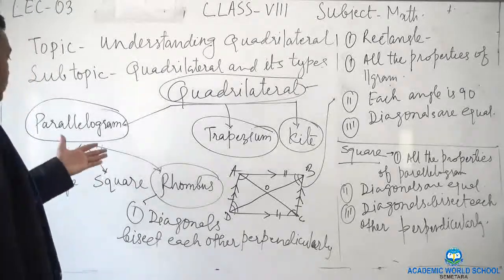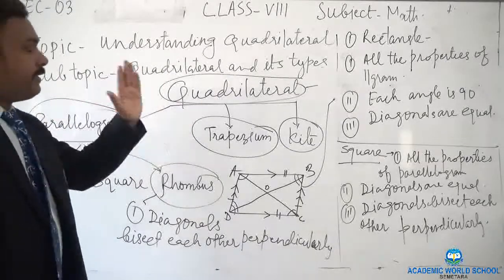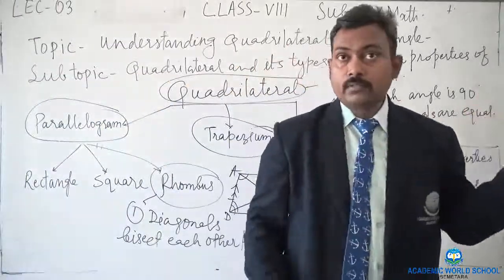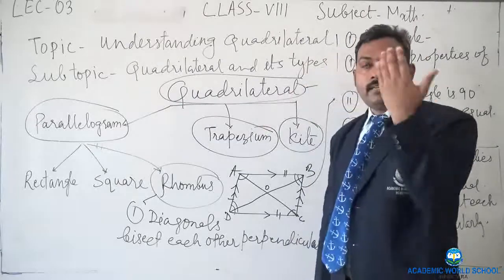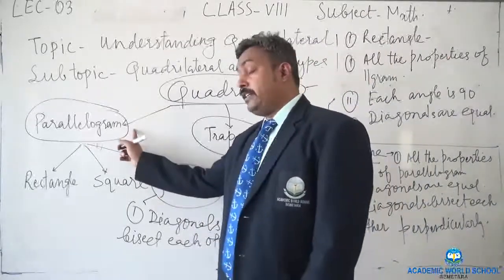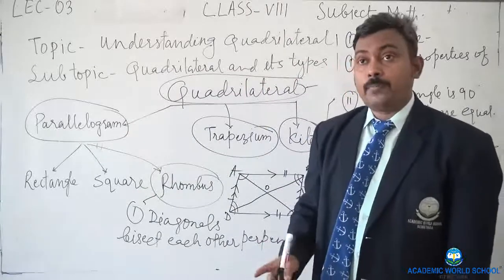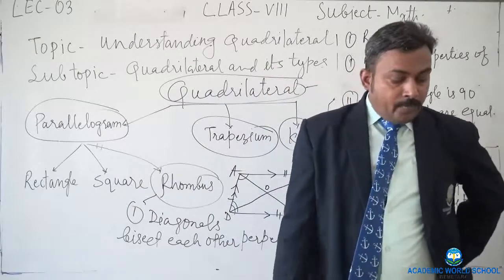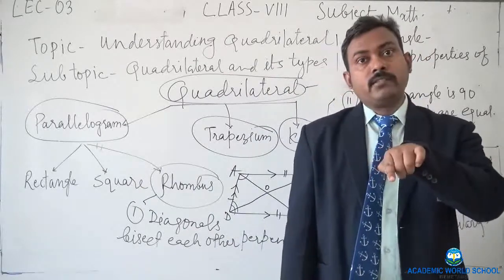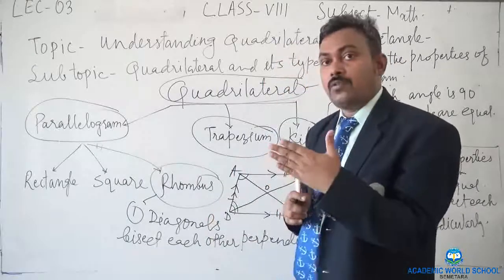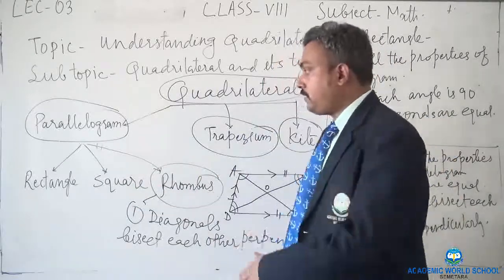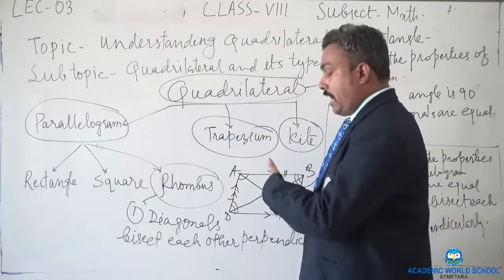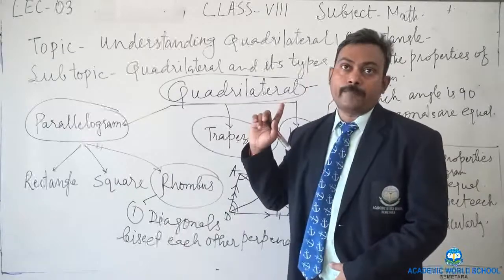So let's revise it. You know that a parallelogram is a quadrilateral whose opposite sides are equal. Then their properties: the first property is related to sides, the second property is related to angles, opposite angles are equal, and the next property is that diagonals bisect each other, meaning the diagonals divide each other into equal parts. Then come the rectangle, square and rhombus. They are the types of parallelogram.